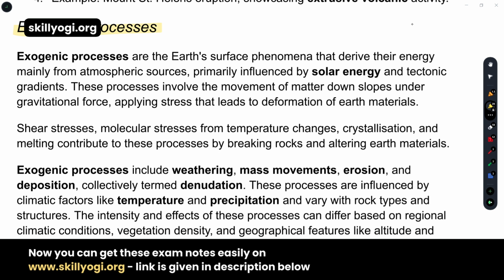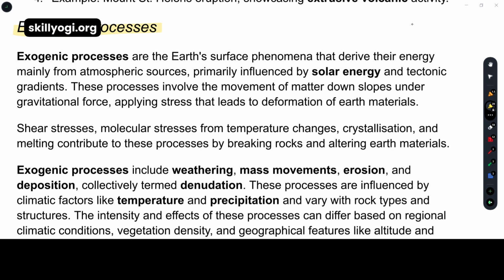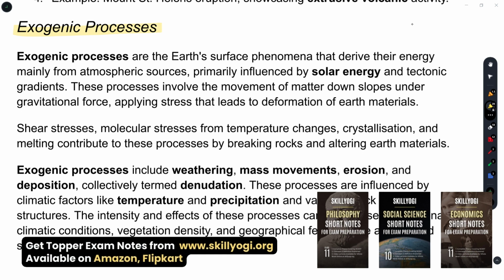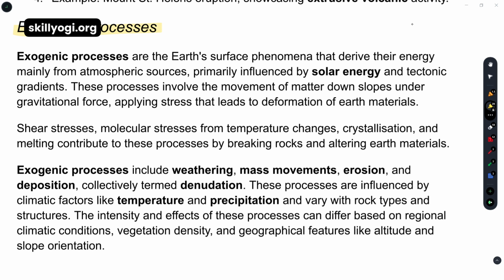These are processes which we can see with our naked eyes, which are happening not inside the earth, but outside the earth, and we can see the changes of the landforms by these processes. That is called exogenic. So what is written over there? The exogenic processes are the Earth's surface phenomena that derive their energy mainly from atmospheric sources, primarily influenced by solar energy and the tectonic gradient.